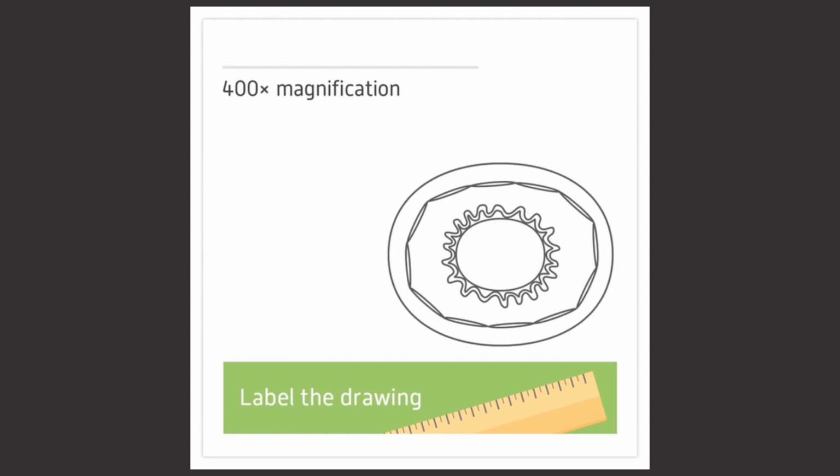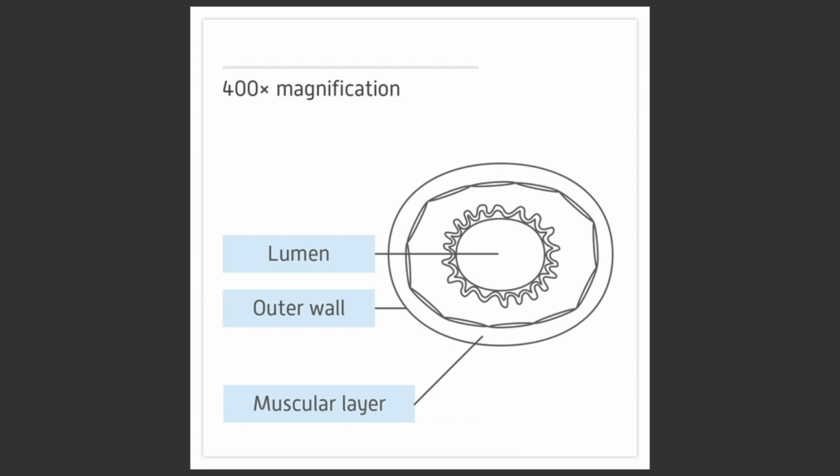You should also label the drawing by using a ruler to draw straight lines from each part. For example, if you are drawing an artery, you could label the hole in the middle, which is called the lumen, the thick muscular layer, and the outer wall. Give your drawing a title to describe what it shows.